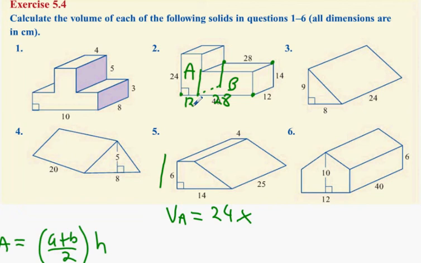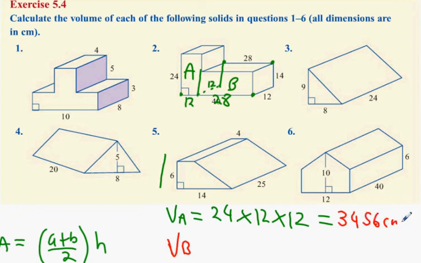So it's going to be 24 times 12 multiplied by, and then how deep do we go? 12. You can see it there, can't you? So it's 24 by 12 by 12. Will somebody let me know what that is? 3,456 centimeters cubed, or is it meters cubed? Centimeters. Okay, says it there, guys. Everything's in centimeters.